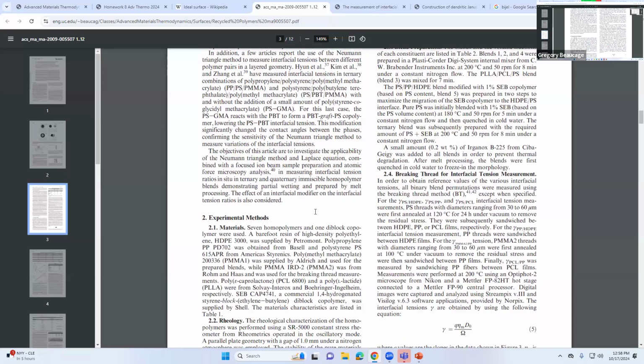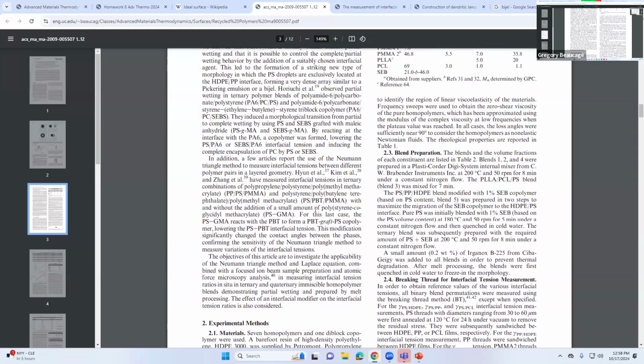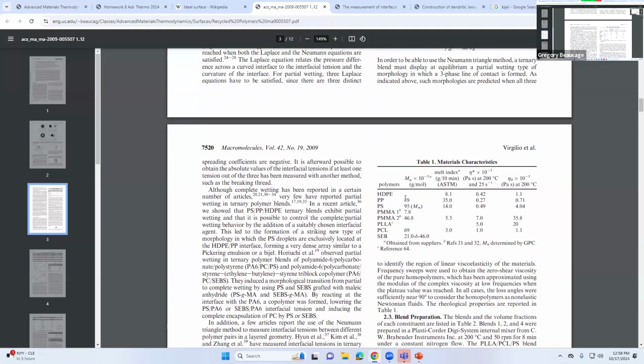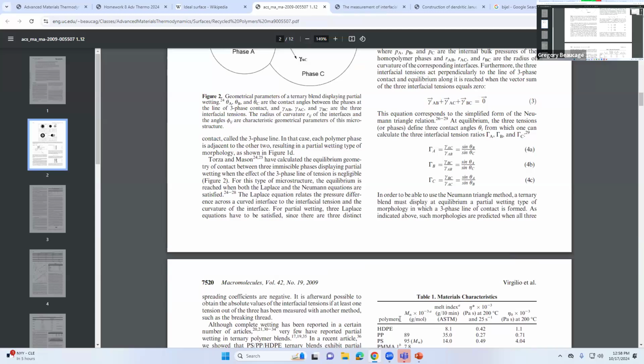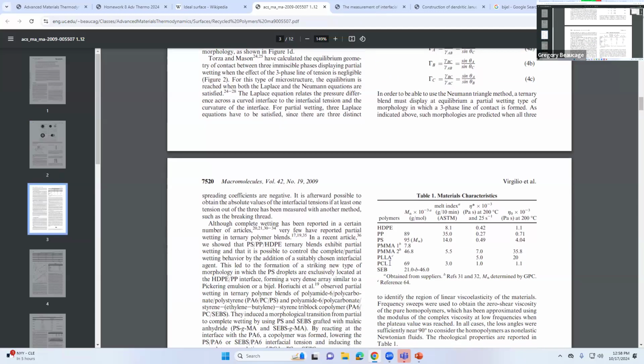It's not a hard paper to read. No, it's pretty straightforward. I mean, if you don't know polymers, it might be a little shocking to see the polymer names, but basically you can just think about them like liquids, just liquids that have surface tensions with each other.